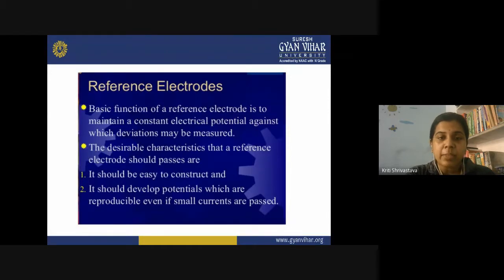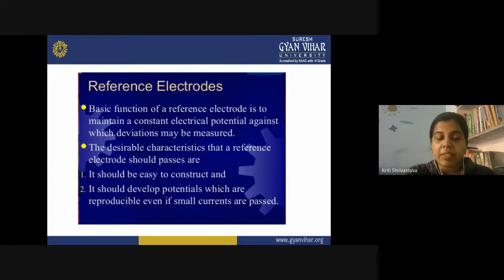So the desirable characteristics that a reference electrode should have: the first characteristic is that it should be easy to construct. It should be easy to prepare and easy to manufacture. Then only its cost would be low. And the second thing is it should develop potentials which are reproducible, even if small currents are passed.